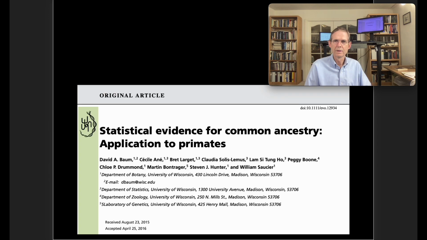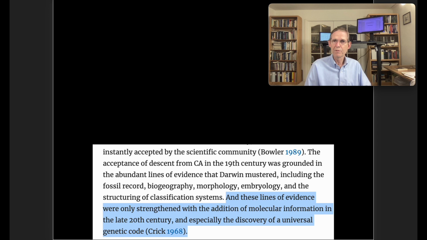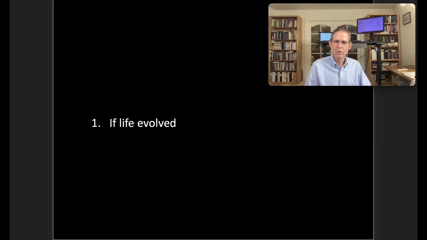Now, why is that? Here is another paper, 2016, lead author David Baum, that makes a similar claim. It says that the evidence Charles Darwin had was only strengthened with the addition of molecular information in the late 20th century, and especially, what? The discovery of the universal genetic code. Again, why is that? How would that argument go exactly?